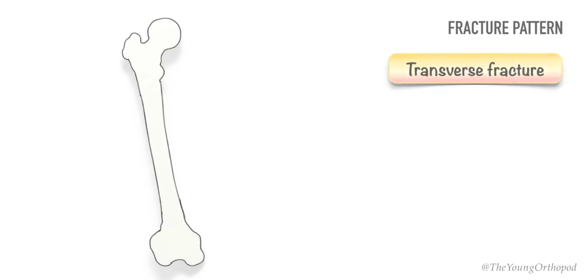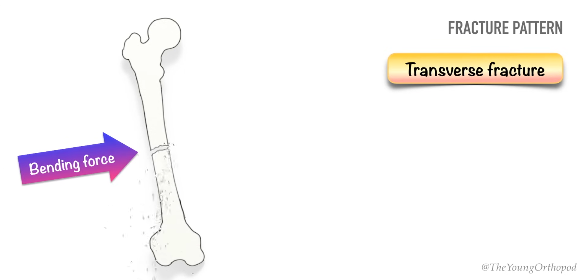In a transverse fracture, the fracture line is almost perpendicular to the long axis of the bone. Such a fracture is caused by a bending force resulting from the direct blow by a moving object or by the bone striking a resistant object.